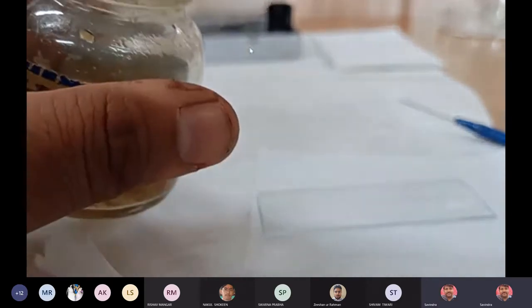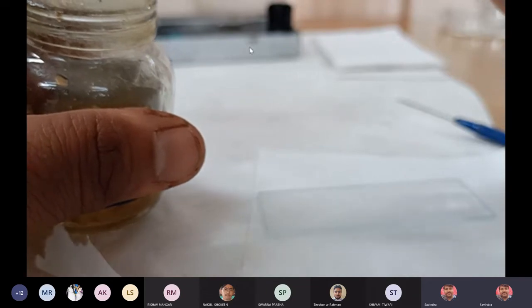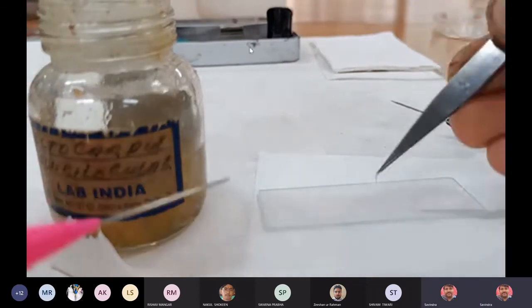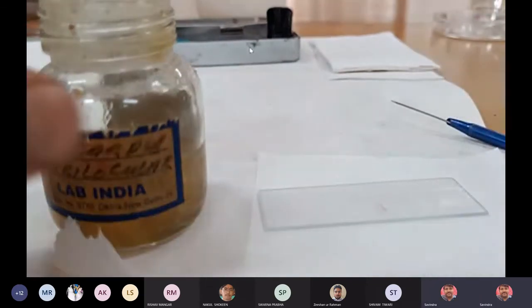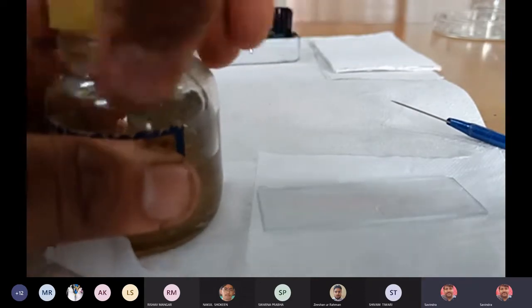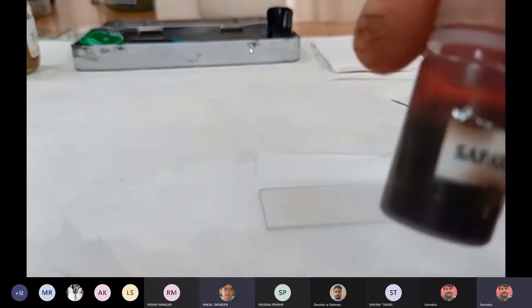And again, I'm repeating this again and again. Whenever you are taking any material, try to take as little material as possible. जितना आप कम लेंगे उतना अच्छा होगा. Just have a look, कि कितना सा मटेरियल मैंने लिया है. Is it visible to everyone? Yes, sir.